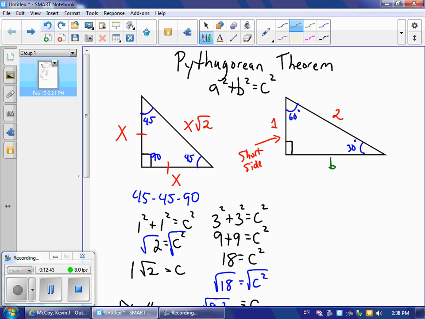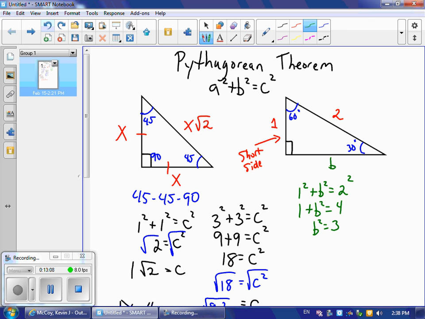So A squared is going to be 1 squared plus B squared, which we don't know, will equal C squared, which is 2 squared. So we still have to solve for B. 1 squared is 1. 2 squared on the right side is 4. We'll subtract 1 on both sides. And we get that B squared equals 3.